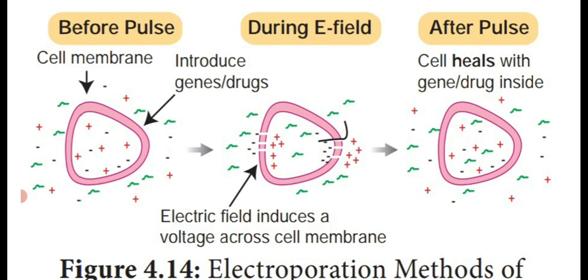This is a separate 3-mark question. Totally, direct or vectorless gene transfer is an important 5-mark question. It contains 5 methods. One is chemical mediated, microinjection, electroporation, liposome mediated, and the last one is the biolistic. So these are all the different methods of direct or vectorless gene transfer.